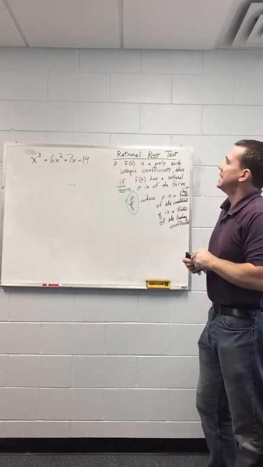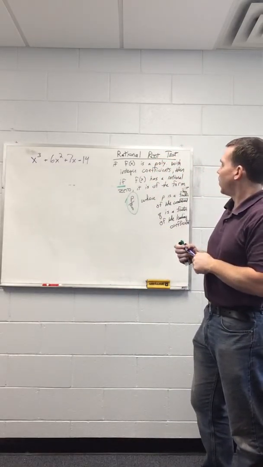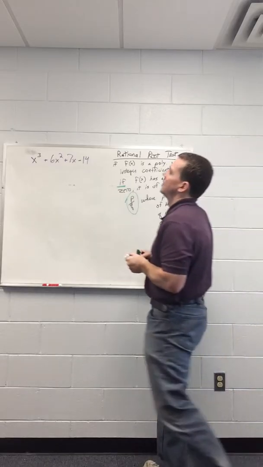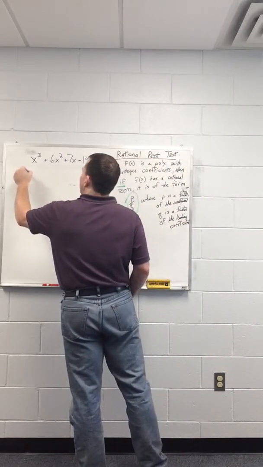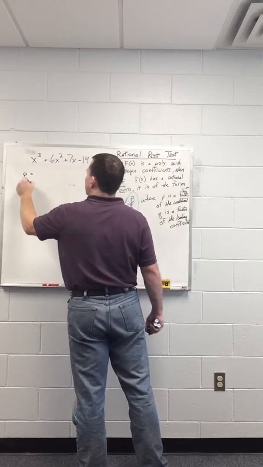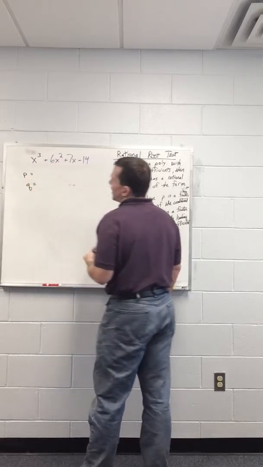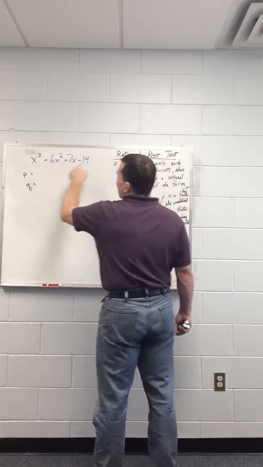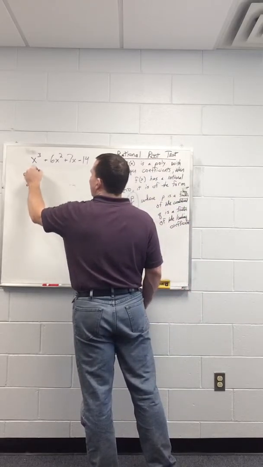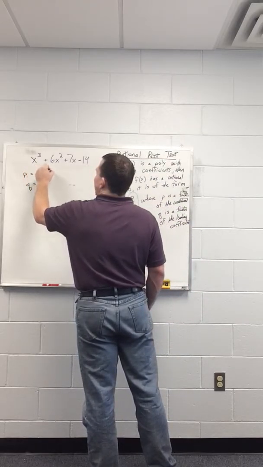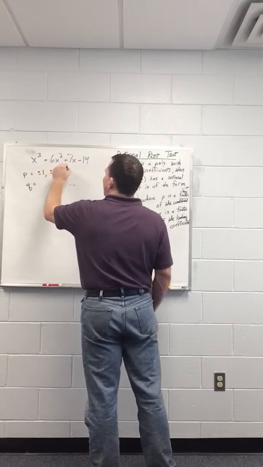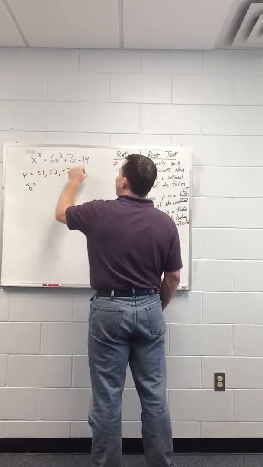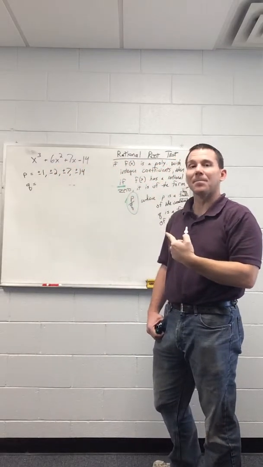Now I say, well, okay, what are the possible rational zeros? So, I have integer coefficients, so I look at possible values of p and possible values of q. P has to be a factor of 14. What are the factors of 14? Plus or minus 1, plus or minus 2, plus or minus 7, plus or minus 14. So there's like 8 of them.